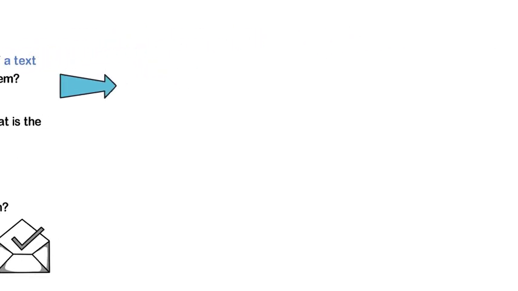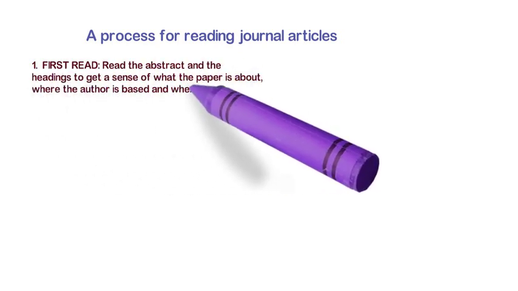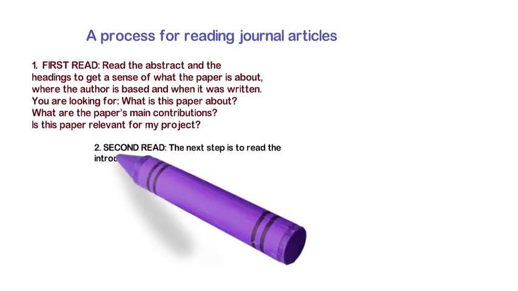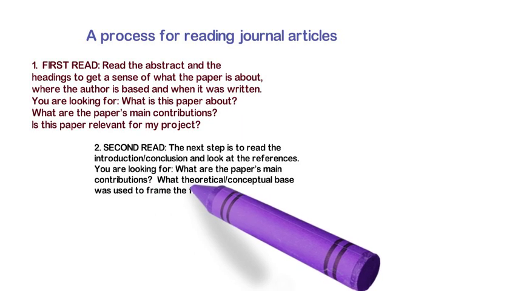Let's move on to a process for reading journal articles. What I would suggest is that in your first read, you read the abstract only, or abstract and headings. And really what you're doing is getting a sense of the paper. Where is the author based? What is the paper about? What is the paper's main contribution? Is this paper relevant for my project?